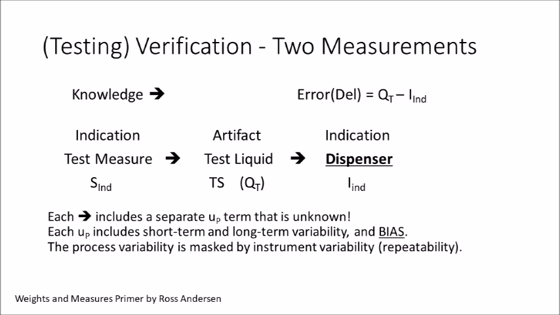Here's an example using 2 measurements, our test of a fuel dispenser. It's interesting to see that we pass knowledge from the test measure, our reference standard, to the artifact test liquid, which is a transfer standard, and it's the Q sub T assigned to the transfer standard that is compared to the dispenser indication. Each arrow represents a separate U sub P term that is unknown, and this includes short-term and long-term variability, and bias. And what's interesting is the process variability is often masked by the instrument variability, the repeatability of the instrument, which is usually much larger.